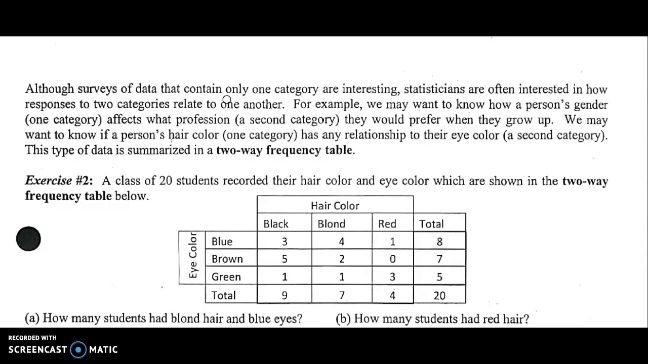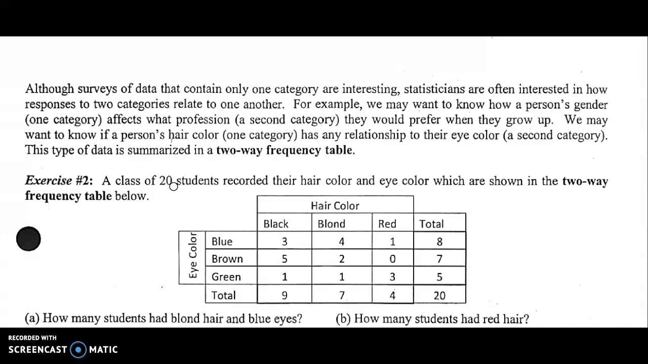All those survey data contain only one category, just looking at basically one thing at a time. Usually we're focused on how two categories relate to each other, and they give you a couple examples. A pretty common one is how gender might affect what profession you choose. Those would be your two variables. Another one that we're going to look at is hair color and if that has a relation with eye color. So again, that's just two categorical data items that we can compare in what we call a two-way frequency table, and we see one right here.